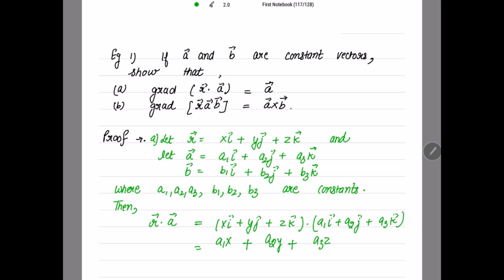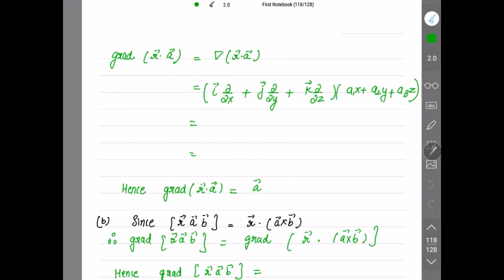Now to take the grad of this r dot a, this is del of r dot a. We know that the del operator is i ∂/∂x plus j ∂/∂y plus k ∂/∂z, applied to a1x plus a2y plus a3z. Now what is ∂/∂x of the whole a1x plus a2y plus a3z? Yes, this will be derived with respect to x. This is a1. Then j, ∂/∂y of a1x plus a2y plus a3z is a2. Then ∂/∂z of a1x plus a2y plus a3z is, yes, a3. Now this is nothing but your a vector only. Hence, grad of r dot a is a vector.